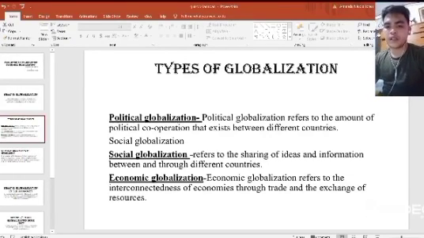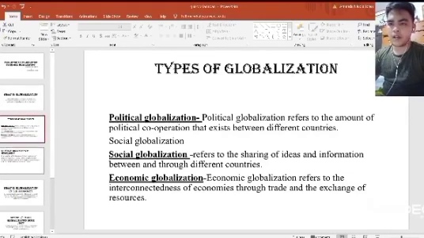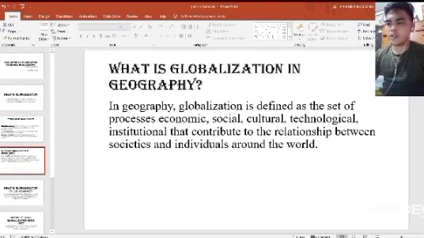So next is, what is globalization in geography? In geography, globalization is defined as the set of processes, economic, social, cultural, technological, and institutional, that contribute to the relationship between society and individuals around the world.